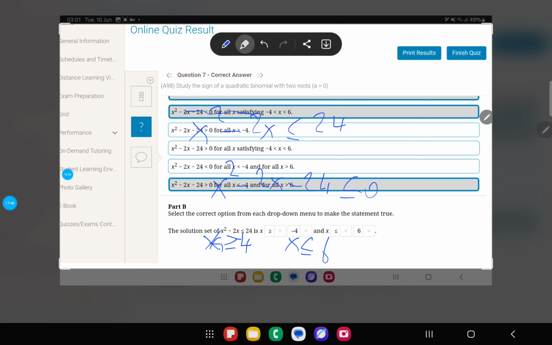Okay? Since we got here x squared minus 2x minus 24 less than or equal to 0, it's the same as this one, right? The only difference is that it has the equal sign. So you put the same thing, but instead of the normal inequality, you add the line under it, the equal. That's it.